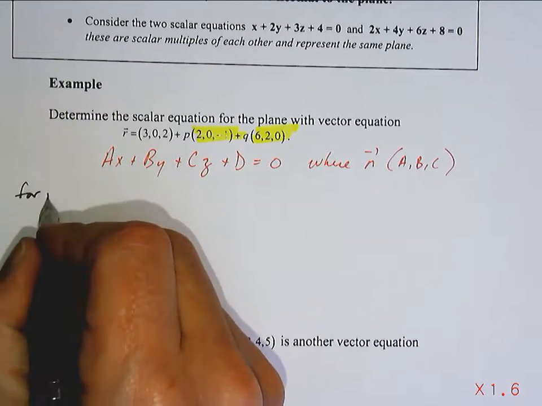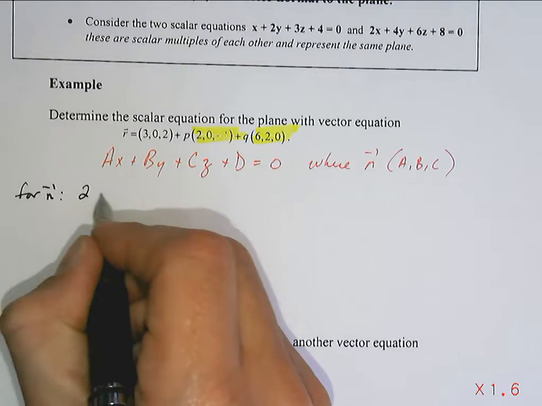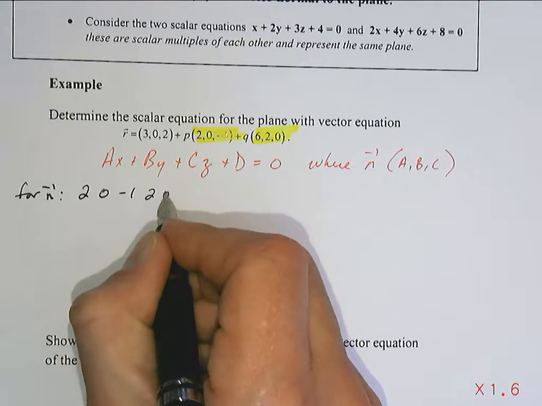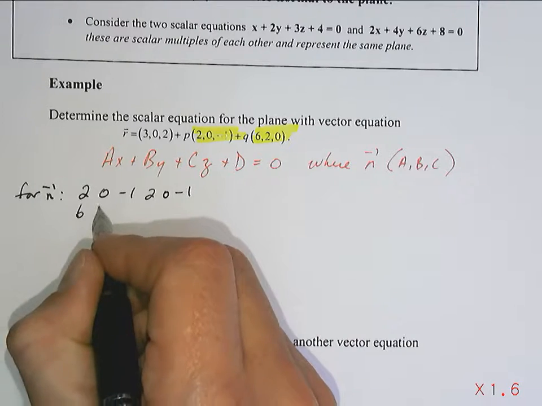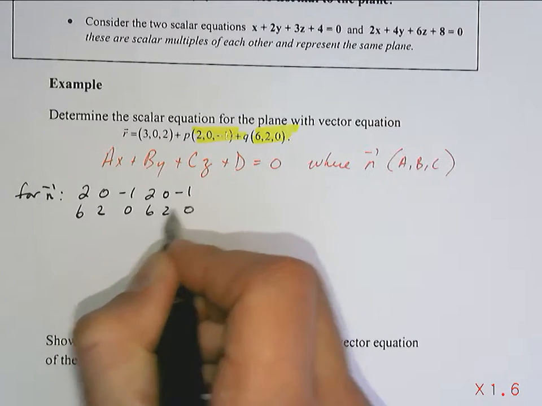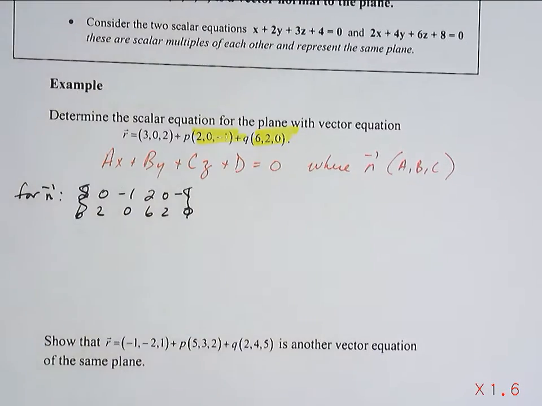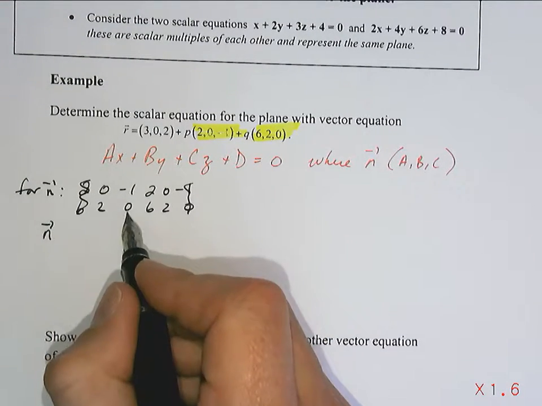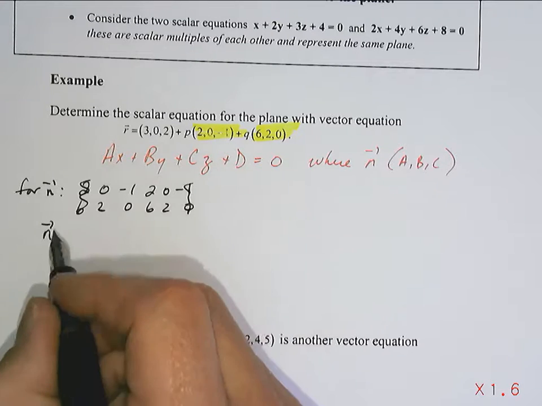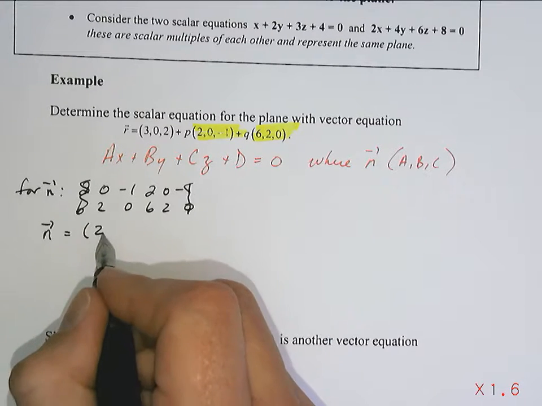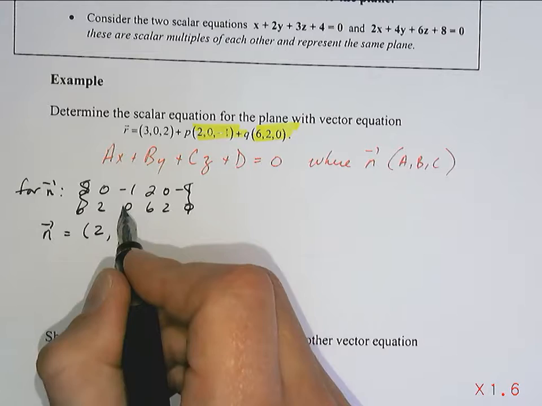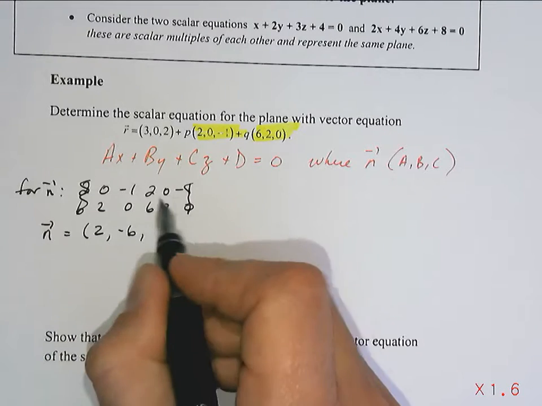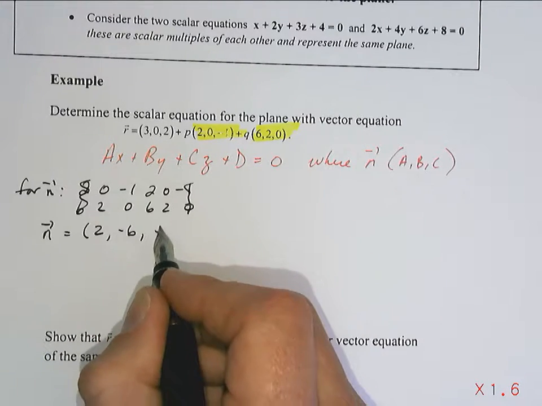So for the normal, let's do 2, 0, negative 1, and 2, 0, negative 1, and just for giggles, let's do 6, 2, and 0. I didn't reduce it this time. Didn't happen to notice it. Too bad, so sad. Here's my normal. It's going to be 0, subtract negative 2, so it's 2. It's going to be negative 6, subtract 0, so it's negative 6. It's going to be 4, subtract 0, so it's 4.